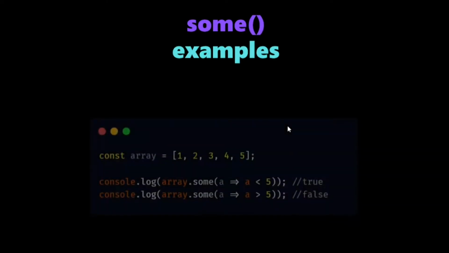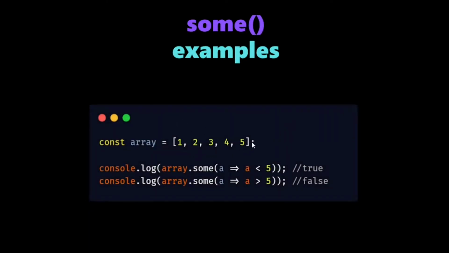Let's take a look at some examples of some method. We have an array of numbers, and in the first example we are testing if this array has some elements less than 5, and we get in return the boolean value, which tells us that this is true. This condition is true. Some of those elements are less than 5.